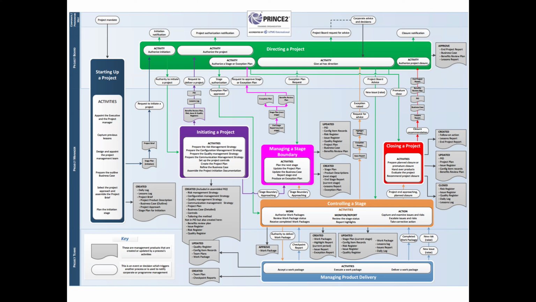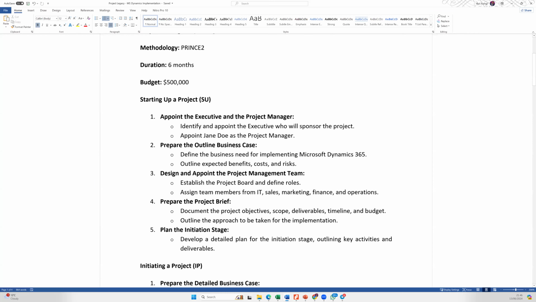Okay. So we've got appoint the executives and the project manager. We've got capture previous lessons learned, design and appoint the project team, management team members, prepare the outline business case, and select the project approach and assemble the project brief, then plan that. So you can see that what we're doing at first is to get all of that sorted. And after getting all of that sorted, okay, we've identified and appointed the executive who will sponsor the project.